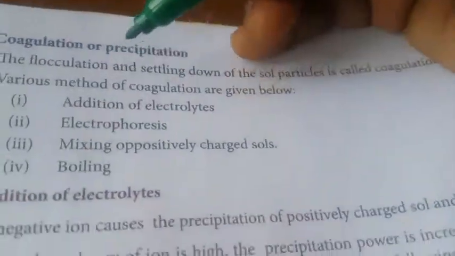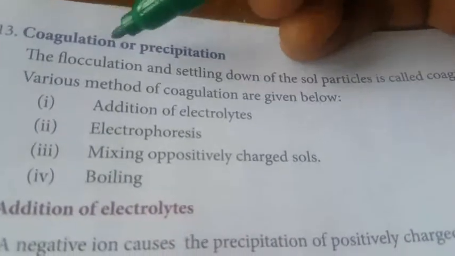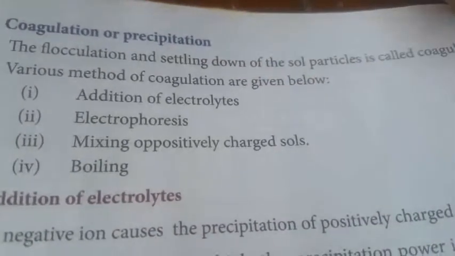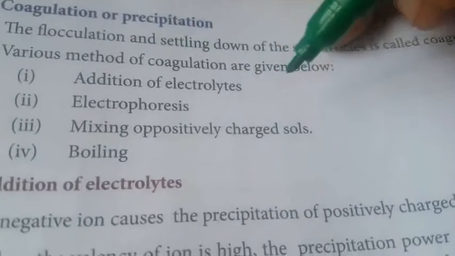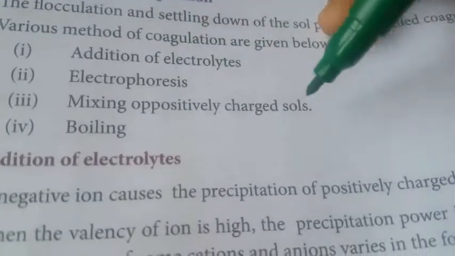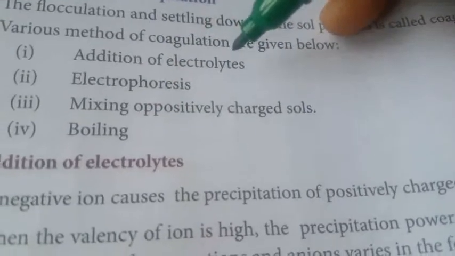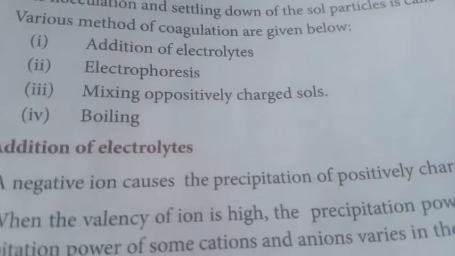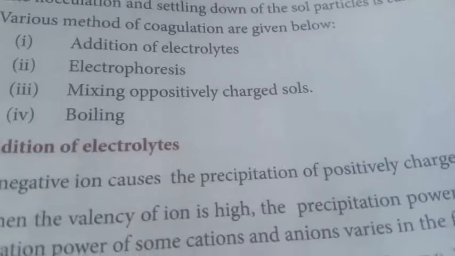So next one is coagulation or precipitation. Coagulation means it becomes precipitate, right? So the various methods of coagulation are: addition of electrolyte, electrophoresis, mixing oppositely charged salts, boiling. What is meant by addition of electrolyte? If we have a chemical and we add a suitable electrolyte, it will become precipitate.